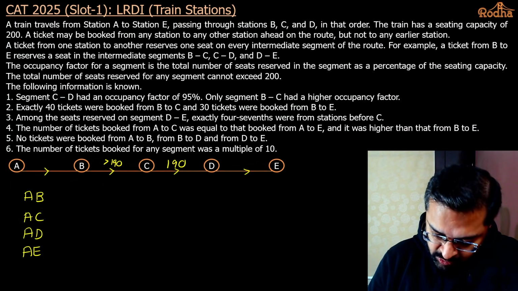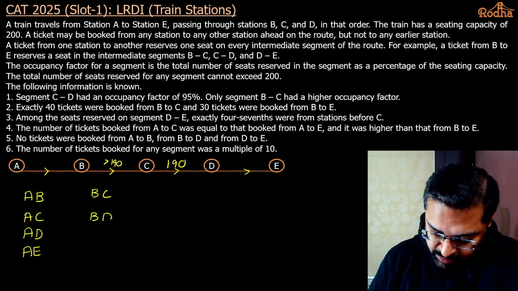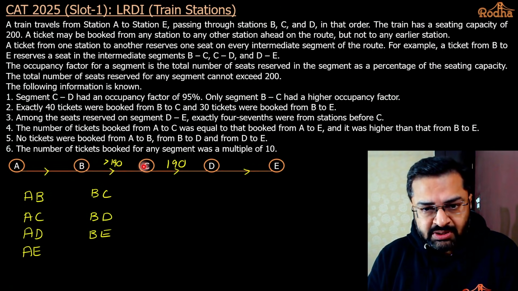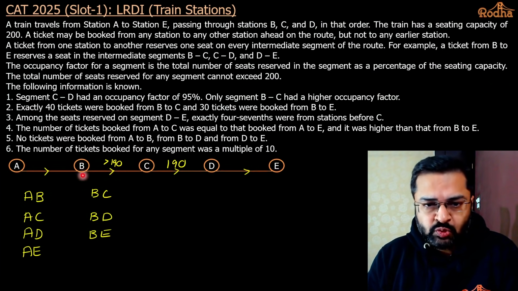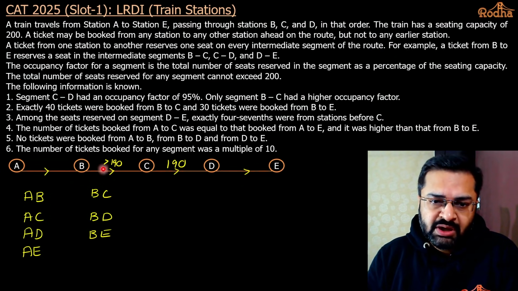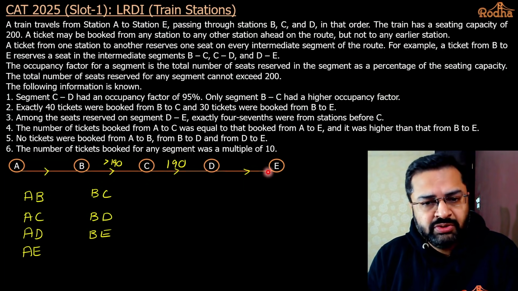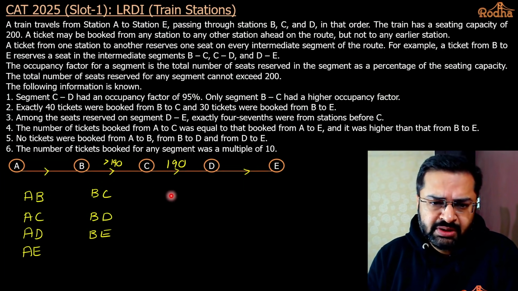Can I say the first kind would be BC, and then you can do BD, and then you can do BE, right? So it would be like this, from here till this stage, or from here till this stage, or from here till this stage. So if somebody books from B to E, it would reserve the seat for this segment, and also for this segment. Likewise is completed, there'll be just 3 more.